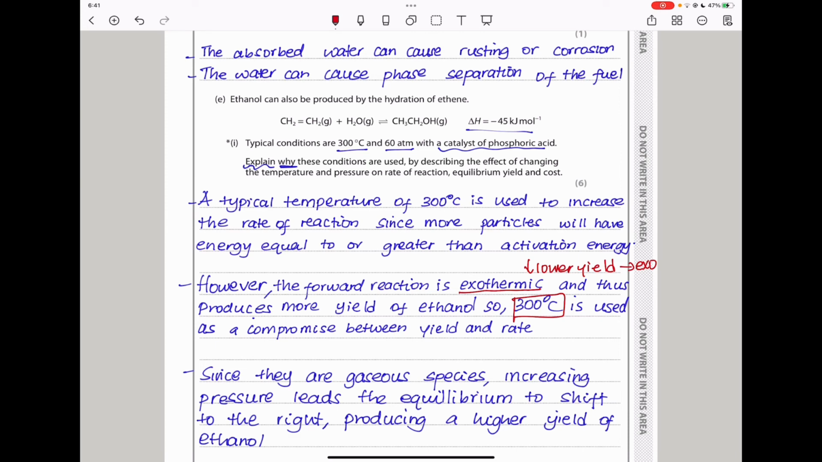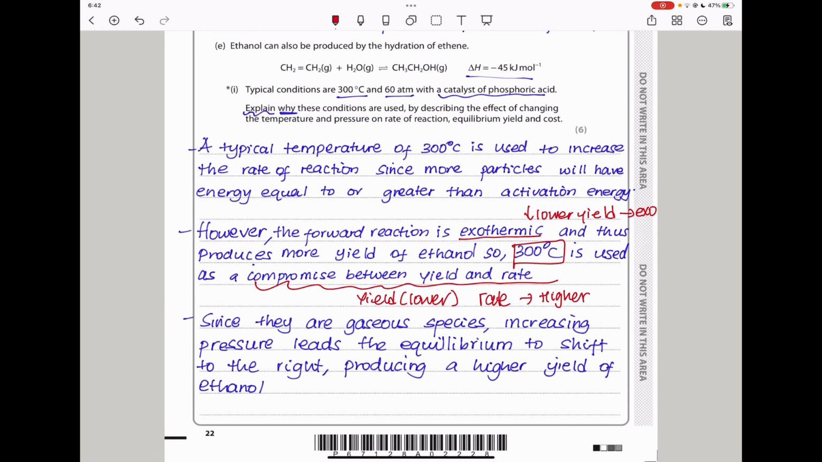However, this is used as a compromise. There is a compromise between yield and rate. Yes, we know the yield is going to be lower, but the rate is going to be higher, and the unreacted reactants can be recycled in order to obtain the products in a shorter period of time. So lastly here I said, since they are gaseous species, increasing pressure leads the equilibrium to shift to the right side, producing a high yield of ethanol.